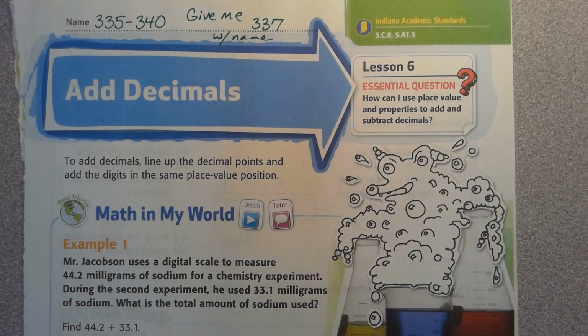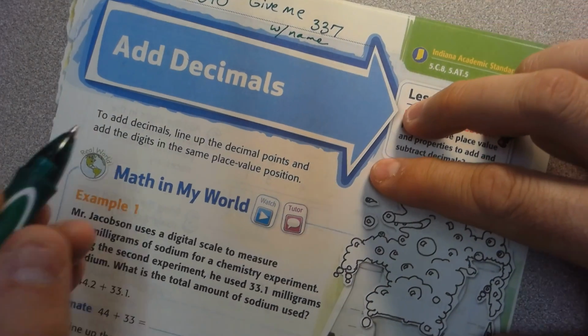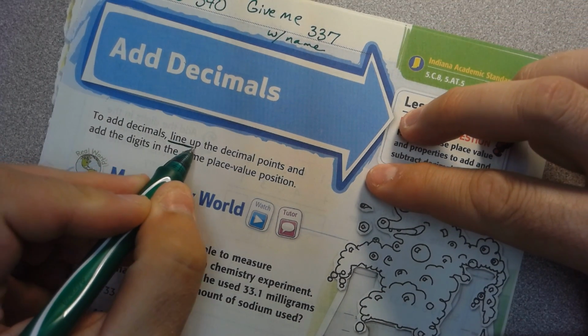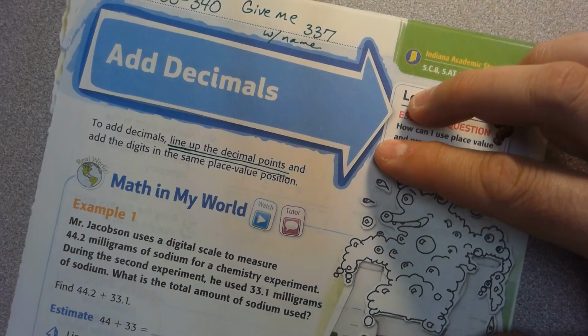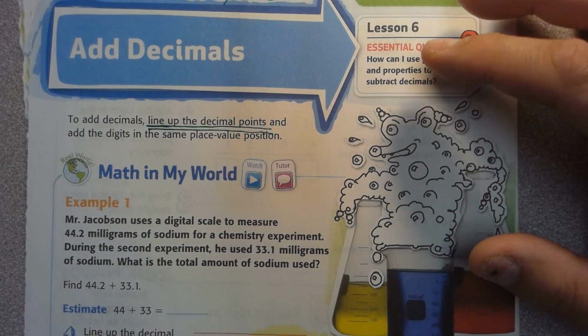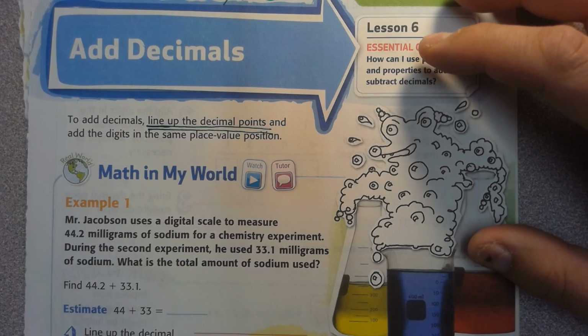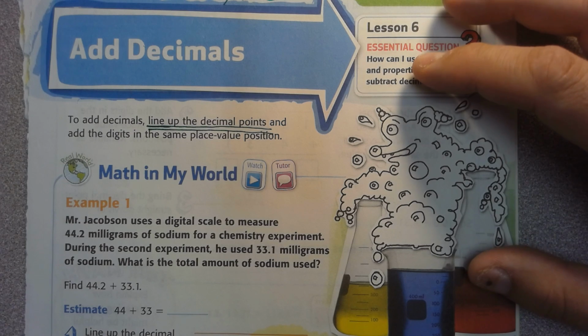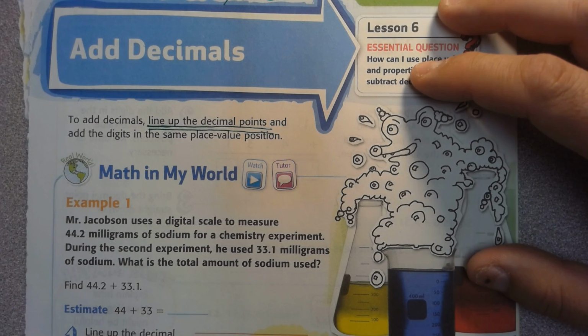So, again, the key word right here, and everybody do this for me: line up the decimal points. Underline that right there twice. Line up the decimal points. And those of you at home, again, underline line up the decimal points. That's really all you need to know that's different today, is lining up the decimal points.